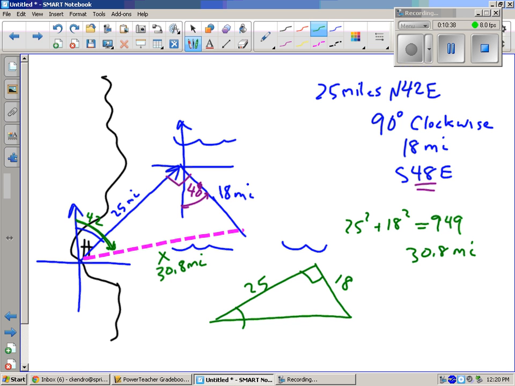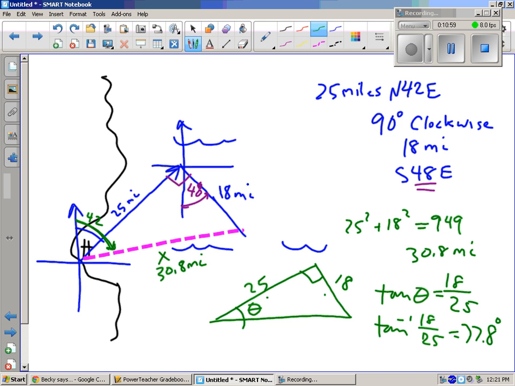Because it's a right triangle, I have opposite over adjacent. So tangent of theta is 18 over 25. Do inverse tangent of 18/25, and I got 77.8. Now we just have to put the letters with it. So where are we coming from? The north. We're going 77.8 to the east. So that's what you would label it. All right, so the drawings get kind of complicated, but everyone can do them.